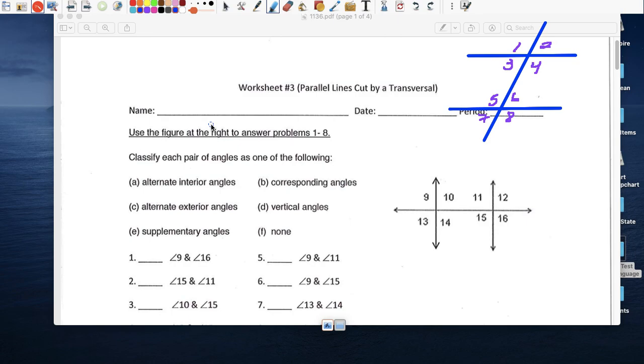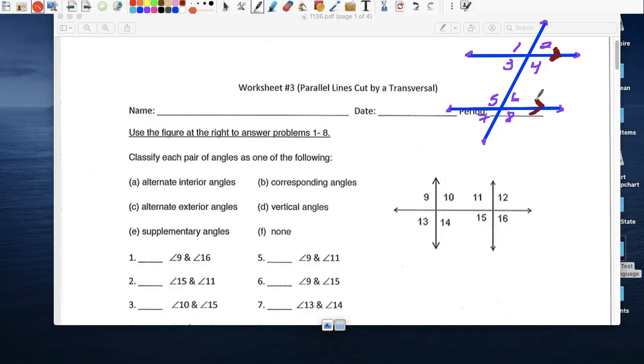What happens when a transversal, which is this diagonal line that you're looking at, cuts two parallel lines? So let me just make a little arrow at the end of each line. Now, how do we know these two lines are parallel? Because you would see a symbol like this, an arrow right there and an arrow here, and that tells you that those two lines are parallel.